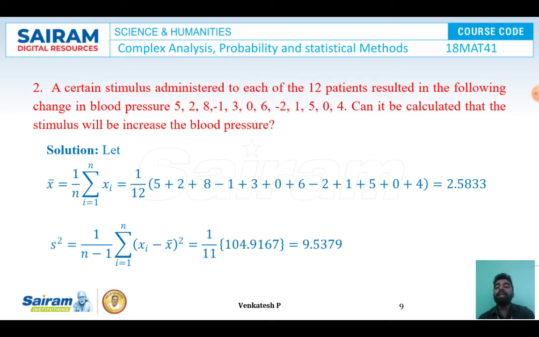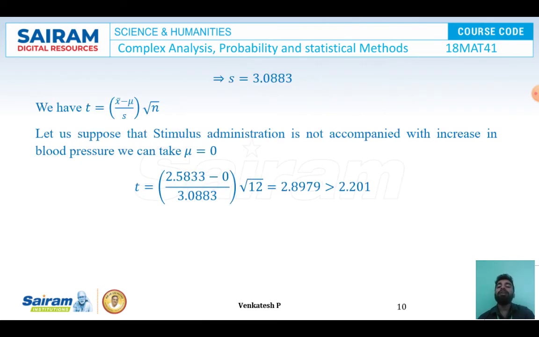Similarly, I'll be calculating the value of s square. So s square is given by 1 by n minus 1 into summation i from 1 to n of xi minus x bar whole square. So by replacing all the values over here, we got the equation like 1 by 11 into 104.9167. So it will be equal to 9.5379, which is the sample variance. So s will be equal to 3.0883, which will be the required solution we'll be getting.